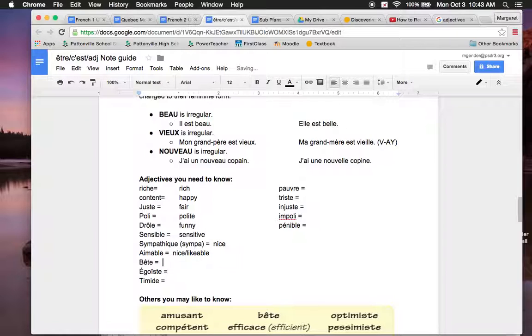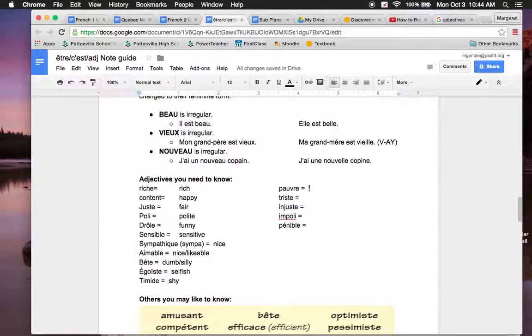Bête, dumb, or it can also be like silly. Egoist is selfish, like you have an ego, right? Timide, you're timid, you're shy. So then these ones on the opposite side of these ones up here are, of course, their opposites.